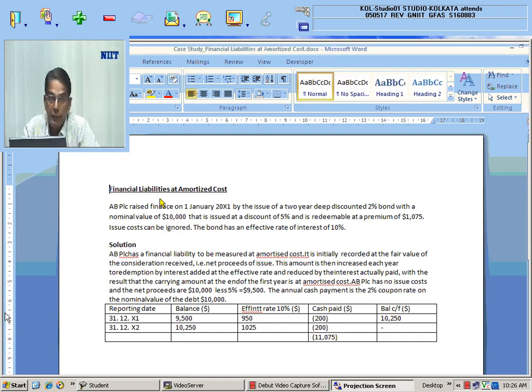Is that clear to everyone? This is the example of a financial liability at amortized cost. Any questions on this solution given to you on the screen? If you have any questions, please ask at this point of time before I move back to the slides.